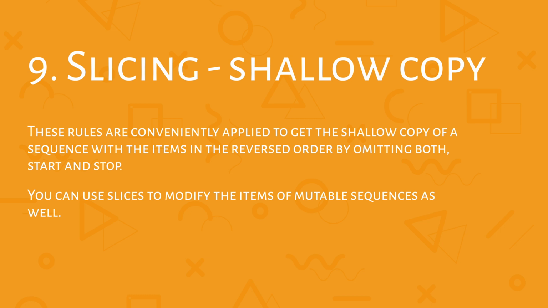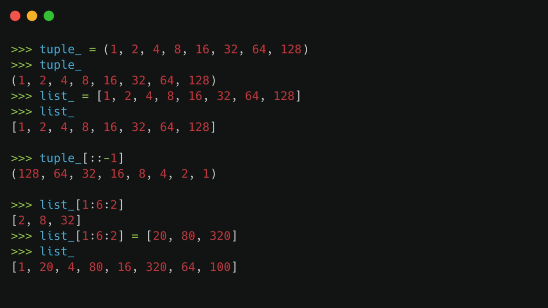Using slicing, we can get a shallow copy of the sequence with the items in the reversed order by omitting both start and stop. That's pretty cool. So we can, for example, copy our tuple, but reversed, when we don't put start and stop and just put minus one as the step parameter. So it works on a tuple and on a list in our code example.